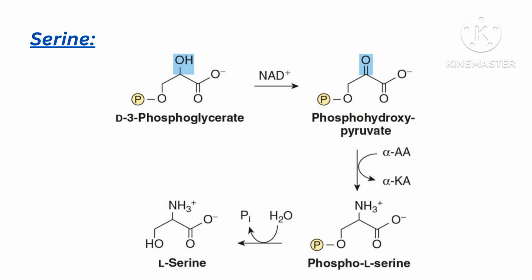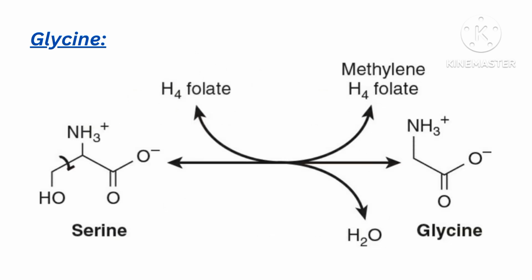Second step is transamination, in which 3-phosphohydroxypyruvate produces 3-phosphoserine. Enzyme involved is phosphoserine aminotransferase. Glutamate donates an amino group, forming alpha-ketoglutarate. Third step is dephosphorylation, in which 3-phosphoserine yields serine by enzyme phosphoserine phosphatase.